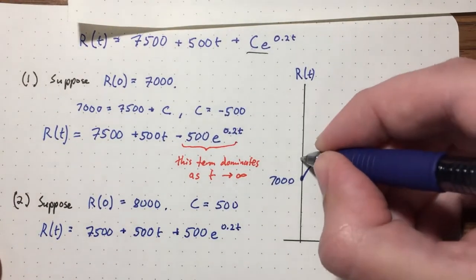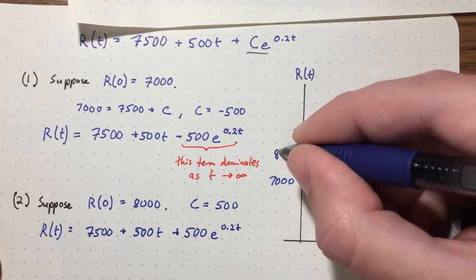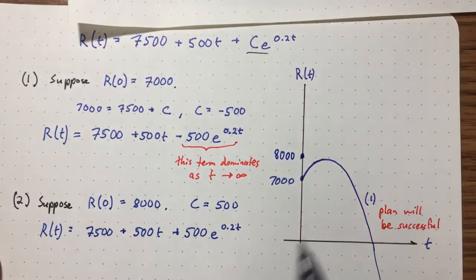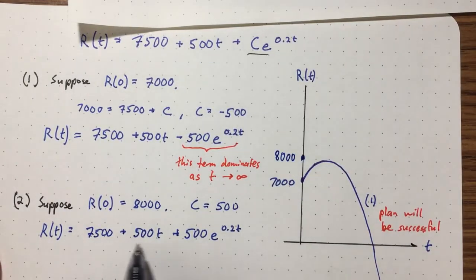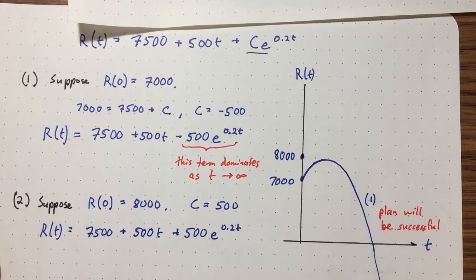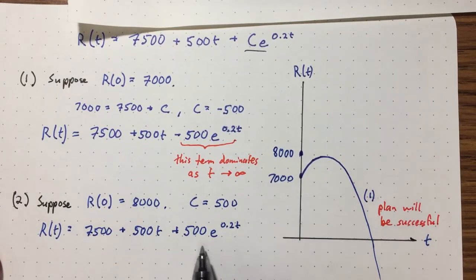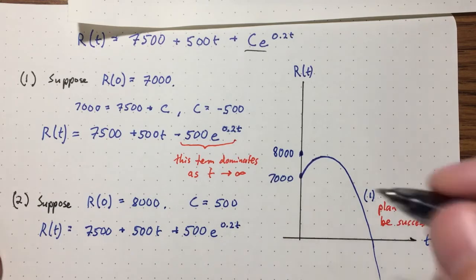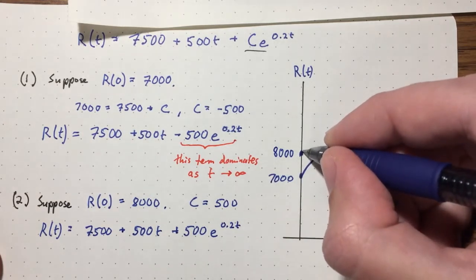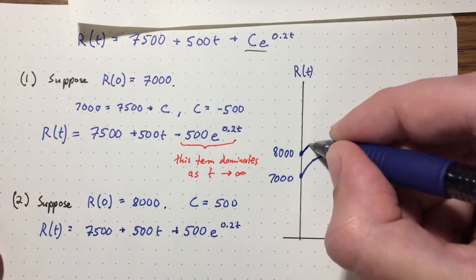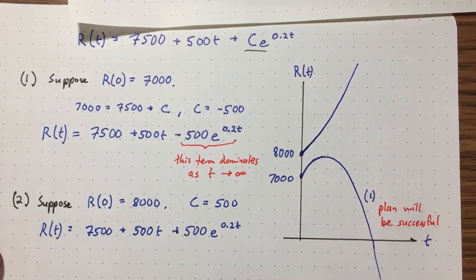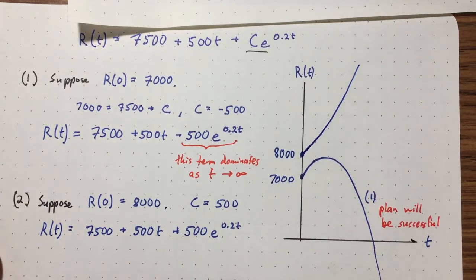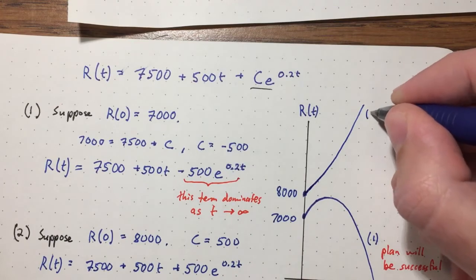What will that look like? So let's say up here somewhere we have 8,000. That's our starting point. And again, we have a linear function going up, and we're adding on this increasing exponential. It's plus 500 times an increasing exponential. So if we start with 8,000, we're just going to have a completely different result. This population is just going to explode. So this is like case 2.